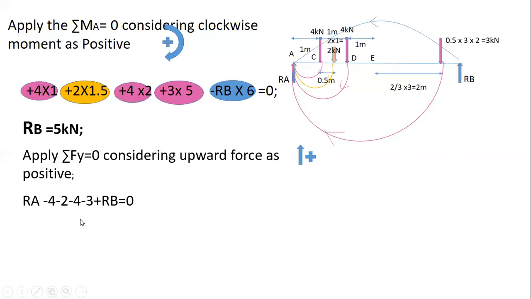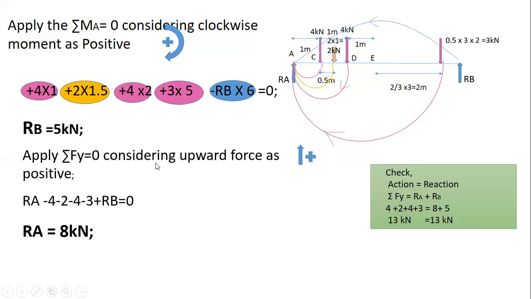Again, there is a 4 kilonewton, so I have written it as minus 4. And there is a point load here, which is also acting in the downward direction, so minus 3. Then we have a reaction at point B, which is acting in the upward direction, plus RB is equal to 0. We know the value of RB as 5 kilonewton. If you apply the value of RB and simplify this, you will get the reaction A as 8 kilonewton. Here also we are getting the positive value, so it is acting in the upward direction.